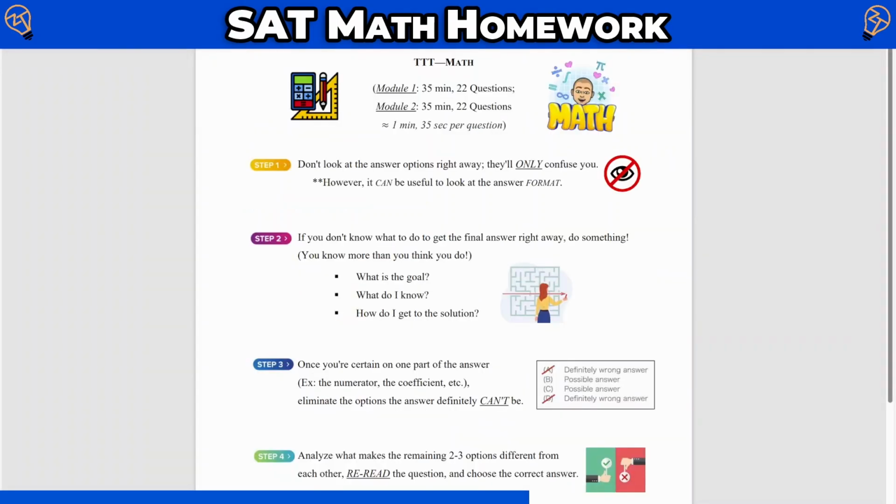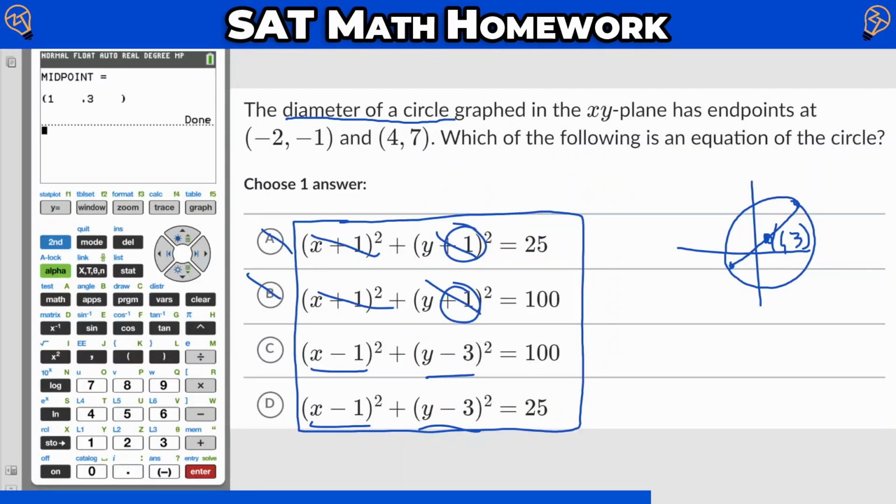And then notice how this is playing perfectly into our triple T. We don't look at the answer options right away with the goal of finding the answer, but we did use the answer format to know what was the goal. Then we did something. We found the midpoint, which we knew was the center. So once we were certain on one part of the answer, in our case the center, we eliminated those two answer options that we knew the answer definitely would not be. And now we're going to go ahead and analyze these remaining two options to see what's different between them.